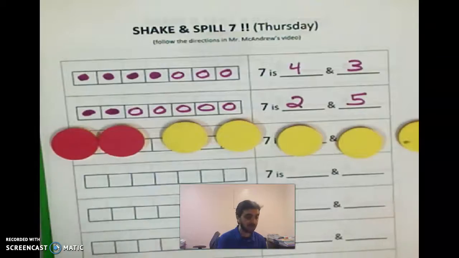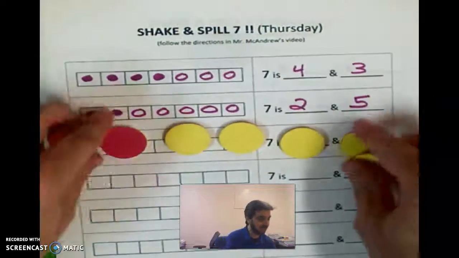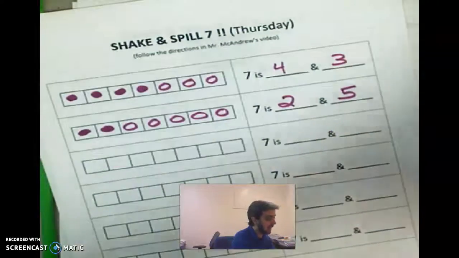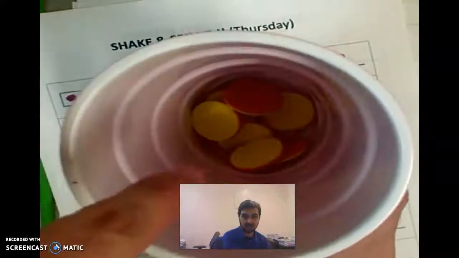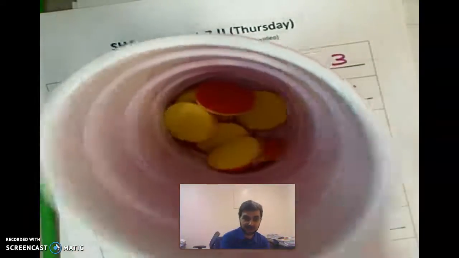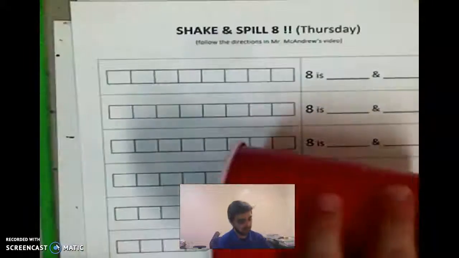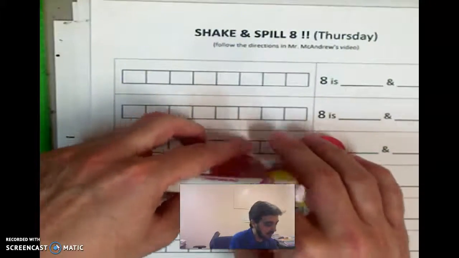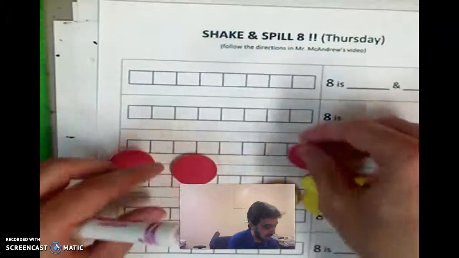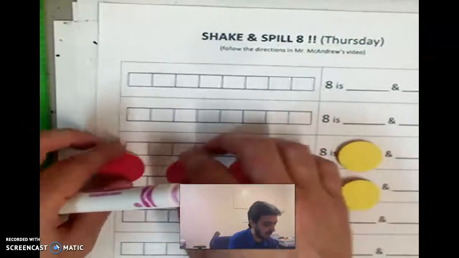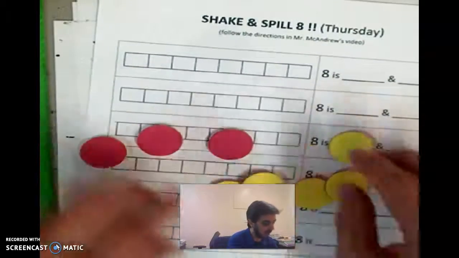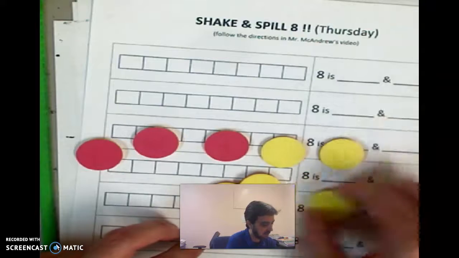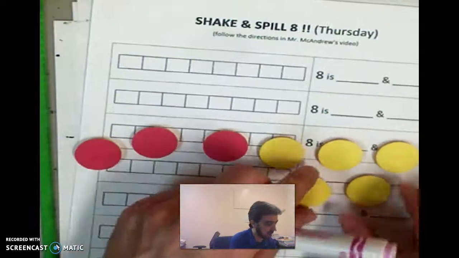Okay? Now you do the exact same thing for 8, but you need to put 8 of the counters in here, not 7. You have to put 8. And then you shake it, and you spill it just like you've been doing. Okay? And it looks like we got 3 reds. I always put red on this side. And we got, let's see, a bunch of yellows. I don't know how many yellows. There's a lot of yellows.